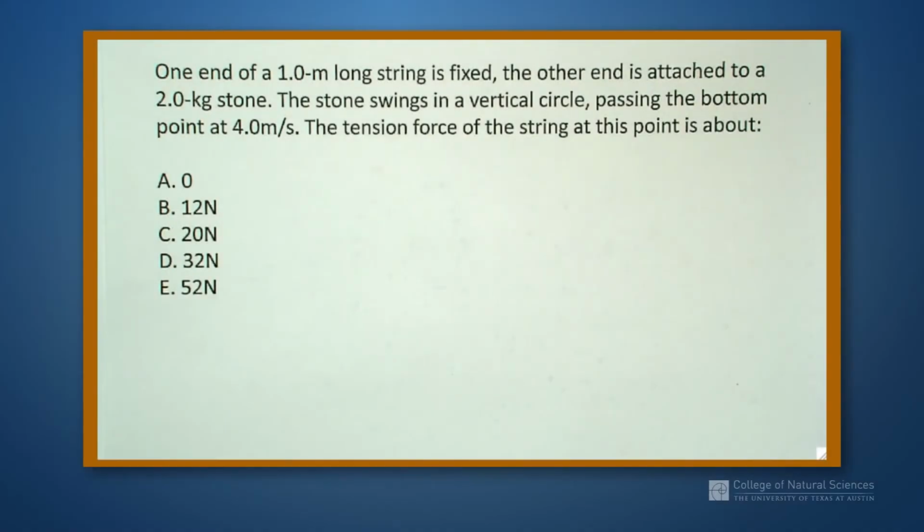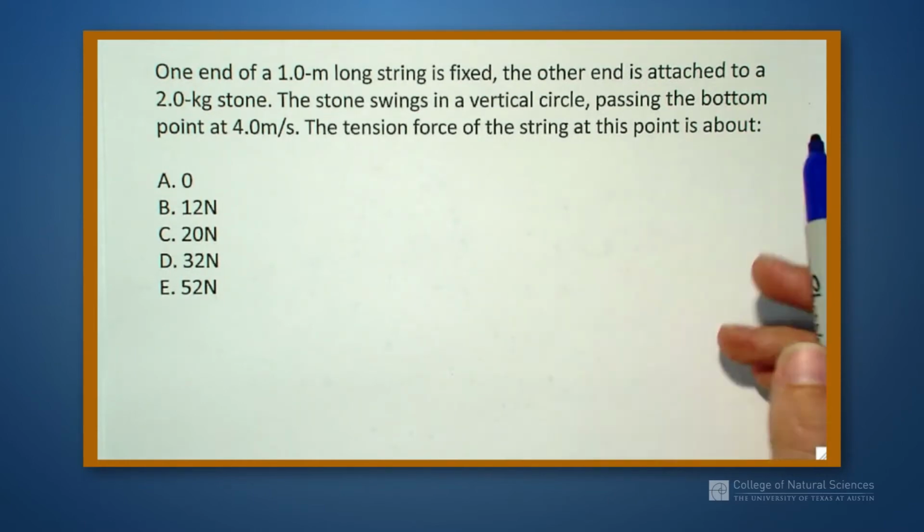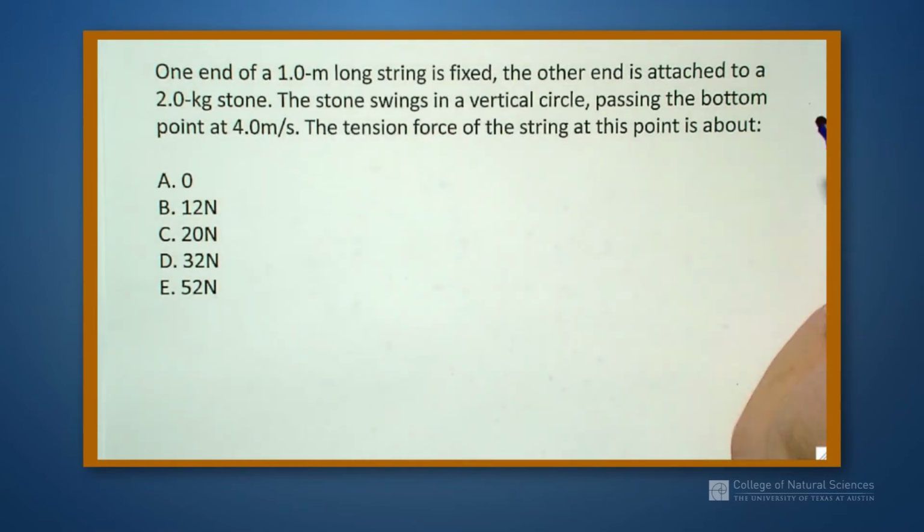So let's take a look at this problem together. It says that one end of a 1 meter long string is fixed. The other end is attached to a 2 kilogram stone. The stone is swung vertically, passing the bottom point with 4 meters per second. We want to know the tension at that point. Is about what value?